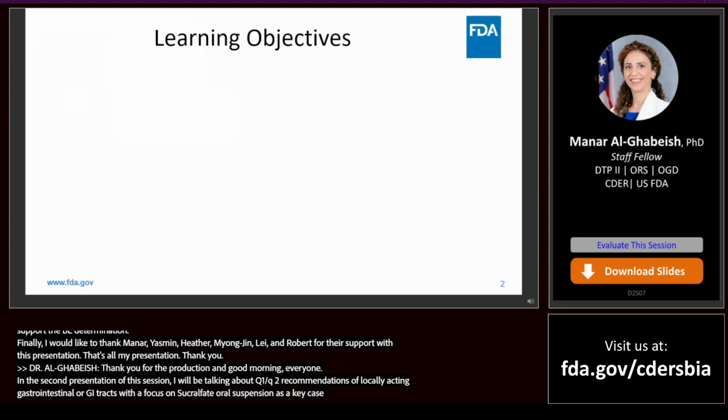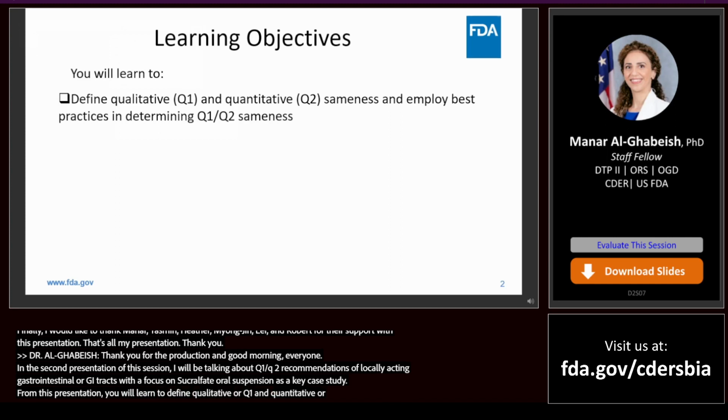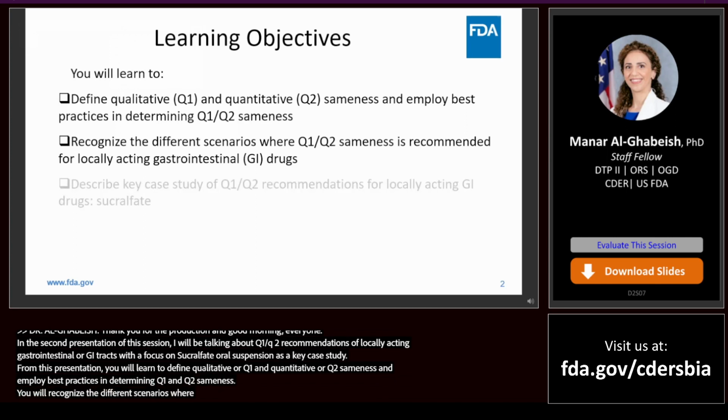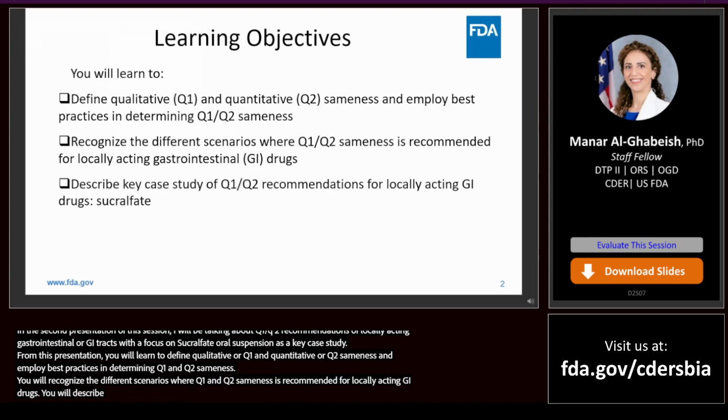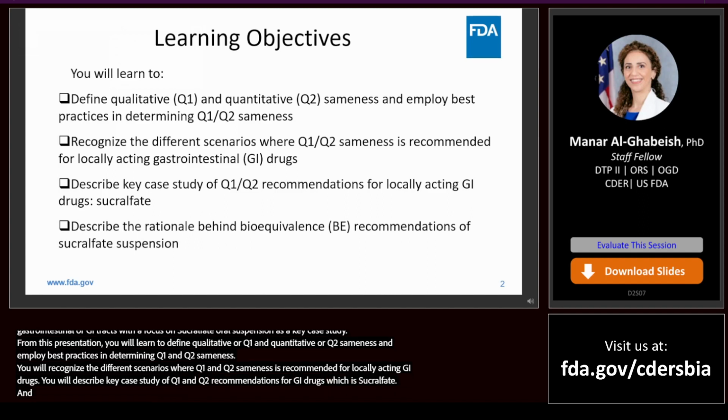From this presentation, you will learn to define qualitative or Q1 and quantitative or Q2 sameness and employ best practices in determining Q1, Q2 sameness. You will recognize the different scenarios where Q1, Q2 sameness is recommended for locally acting GI drugs. You will describe a key case study of Q1, Q2 recommendations for locally acting GI drugs, which is sucralfate. And finally, you will describe the rationale behind bioequivalence or BE recommendations of sucralfate oral suspension.